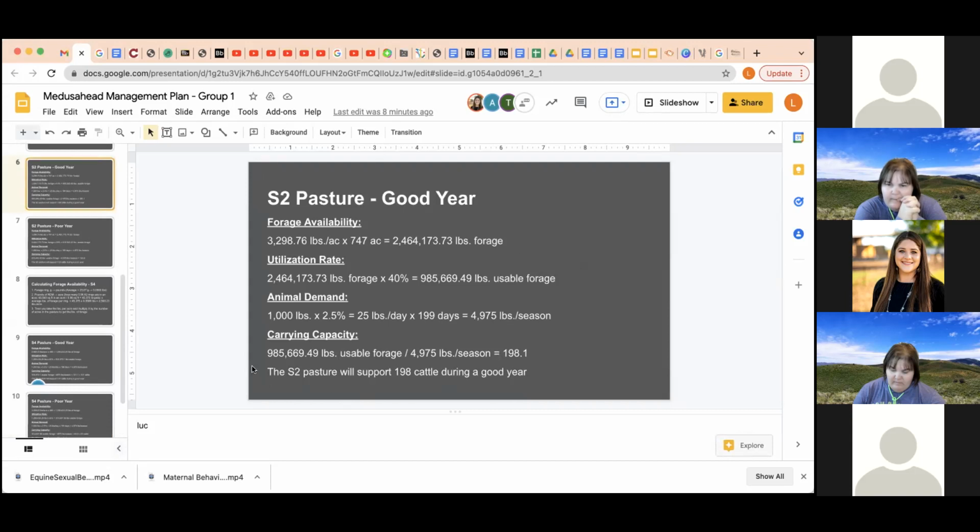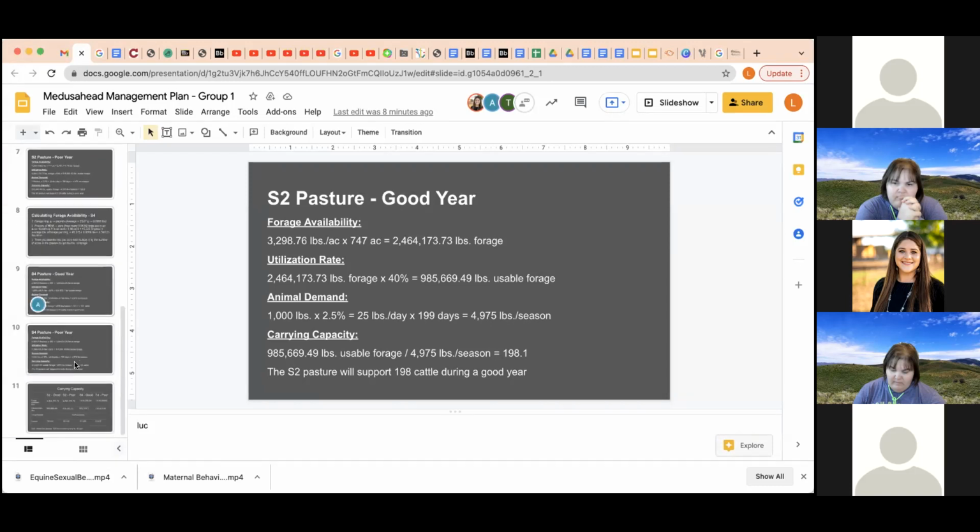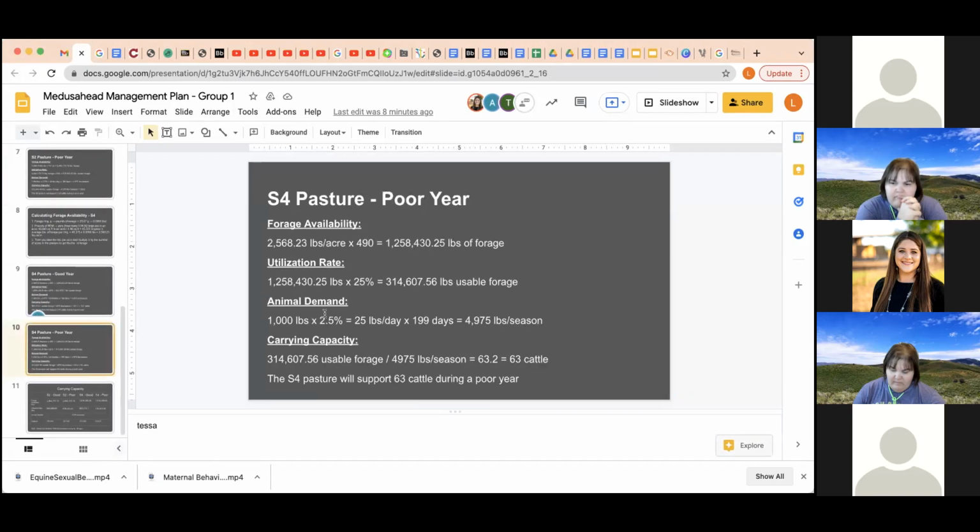Good year. And the utilization rate was set at 40% because the article I found said during a good year utilization would be 35 to 45%. So I just split it down the middle. Yep. So let's make sure to put that reference in somewhere. And then, instead of good and poor, let's call it normal and drought. Okay. And then for drought years, I did 25% because it gave me 20 to 30% as the range. Okay, great.